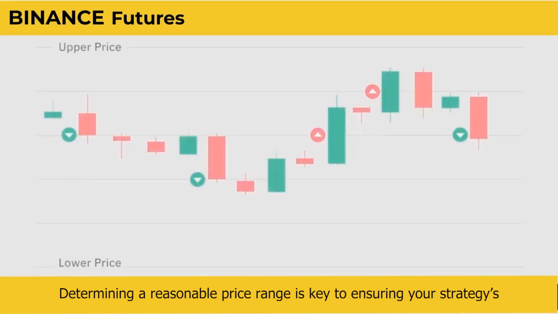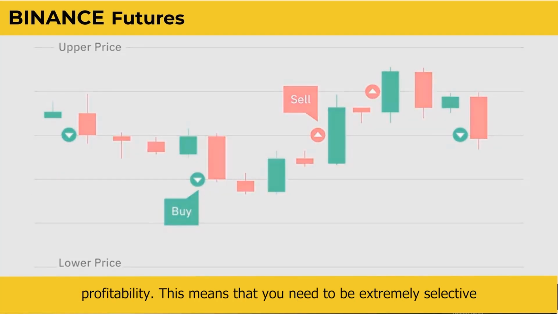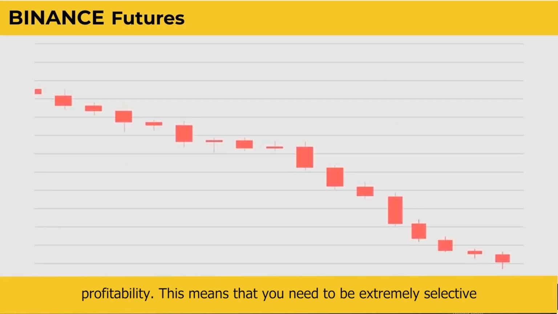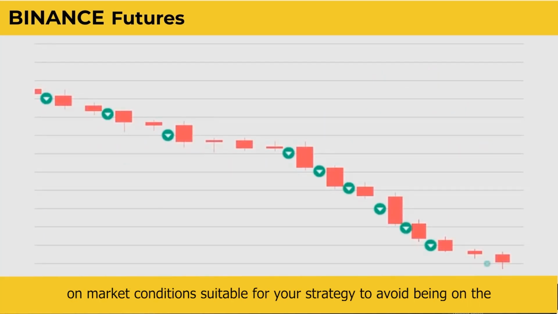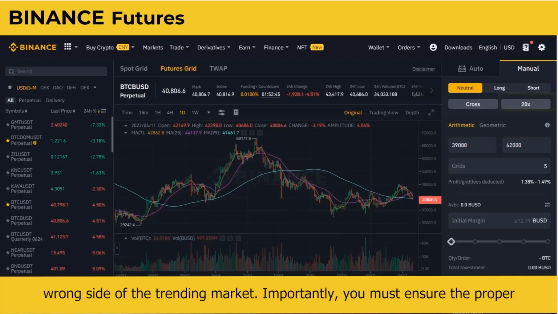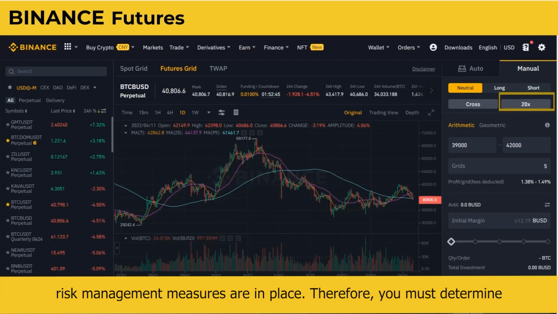Determining a reasonable price range is key to ensuring your strategy's profitability. This means that you need to be extremely selective on market conditions suitable for your strategy to avoid being on the wrong side of the trending market. Importantly, you must ensure the proper risk management measures are in place.